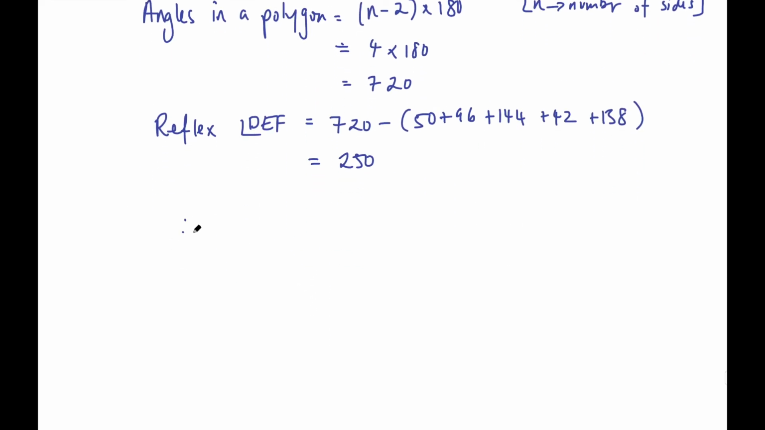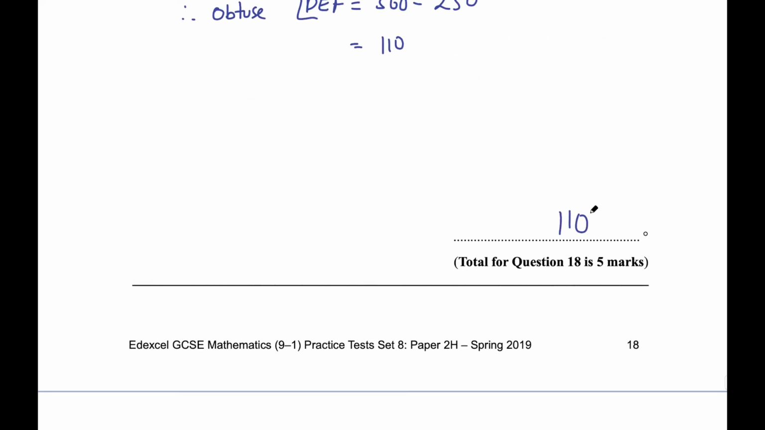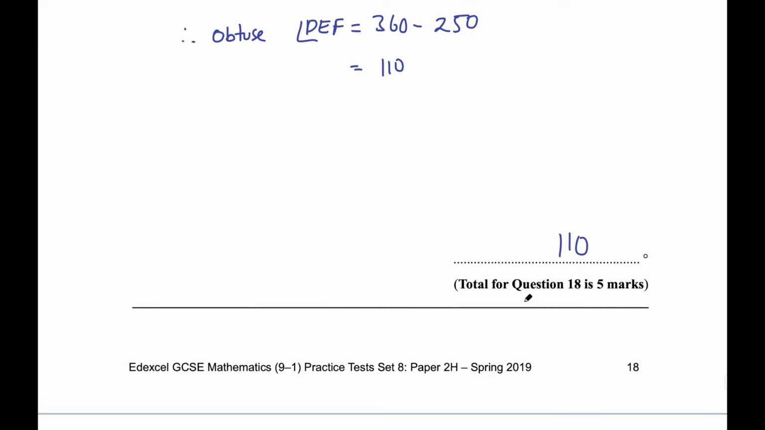Okay, so therefore, the obtuse angle DEF is going to be 360 take 250, and this is 110. So final answer there, 110 degrees. For a fairly generous 5 marks, I would say, for question 18. Okay, on to question 19.